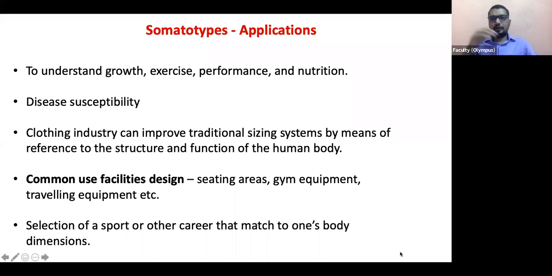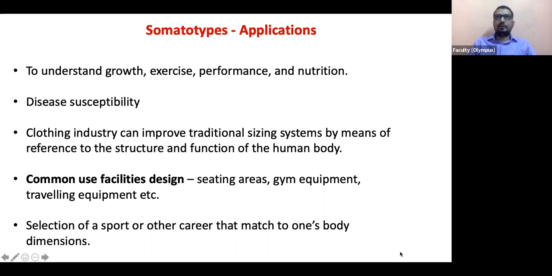So briefly, what are these methods and how are they performed? How did they classify different body types, for example, what specific measurements they have taken, and what are the issues with respect to it. But what are the uses or applications of somatotyping in the first place? Okay, let's have a look at that.